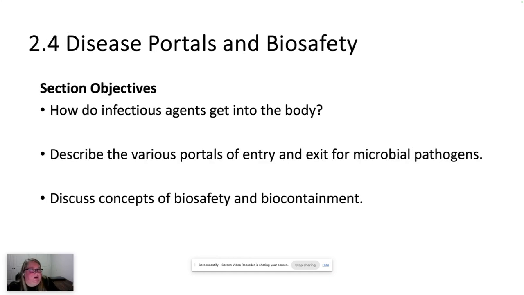Okay, so section 2.4 is disease portals and biosafety. We're going to talk about how disease enters the body and how we take precautions to prevent that entry. Our section objectives are: we're going to talk about how infectious agents get into the body. We're going to be able to describe the various portals of entry and exit for microbial pathogens, and we're going to talk about a concept called biosafety and biocontainment and how that applies to us in the lab.